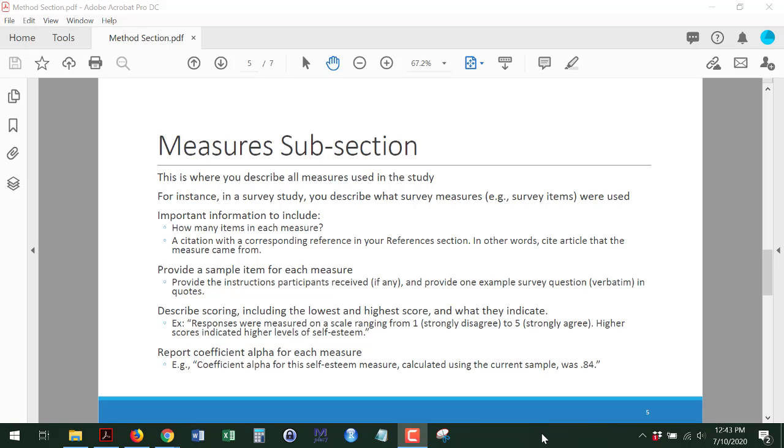Finally, you want to report your coefficient alpha for each measure. For example, coefficient alpha for the self-esteem measure, calculated using the current sample, was 0.84.